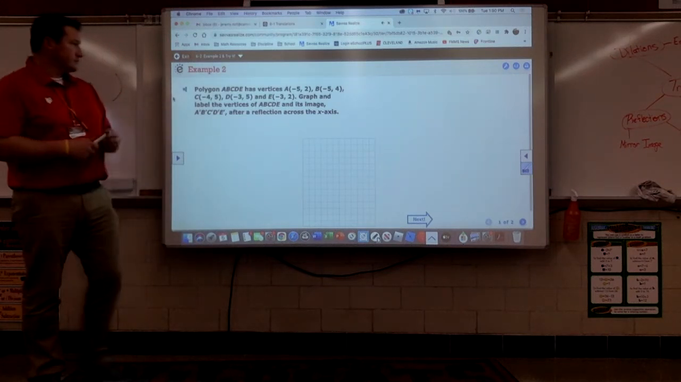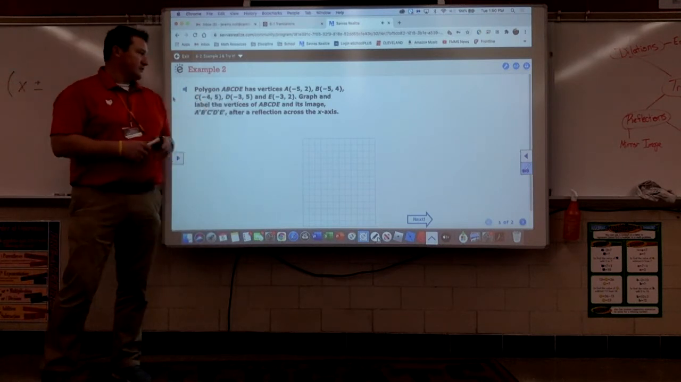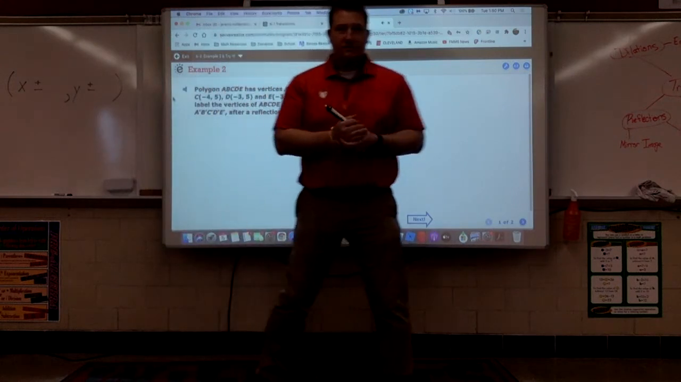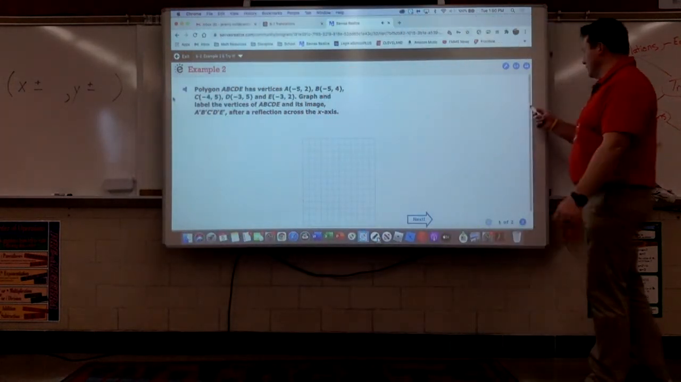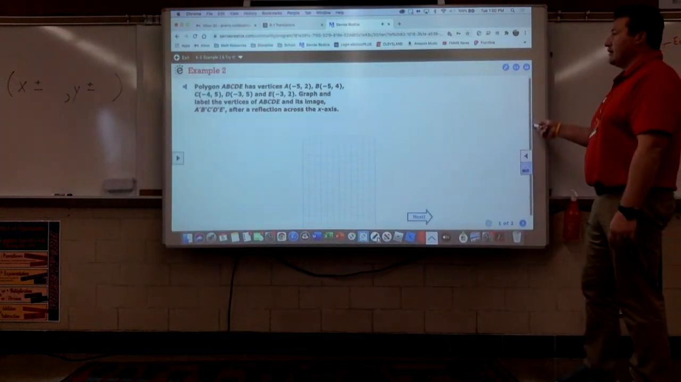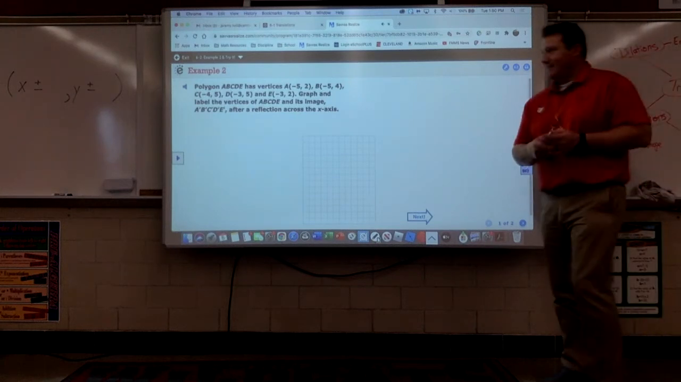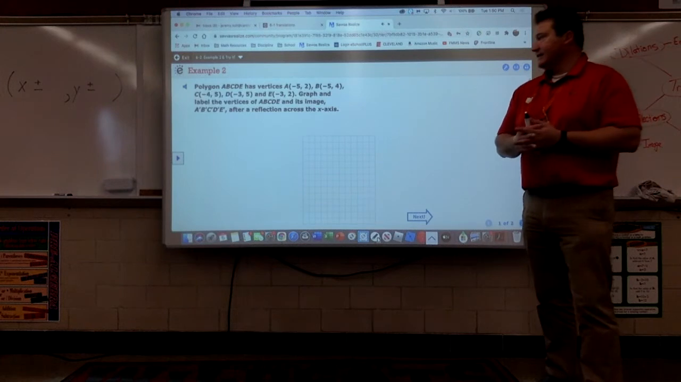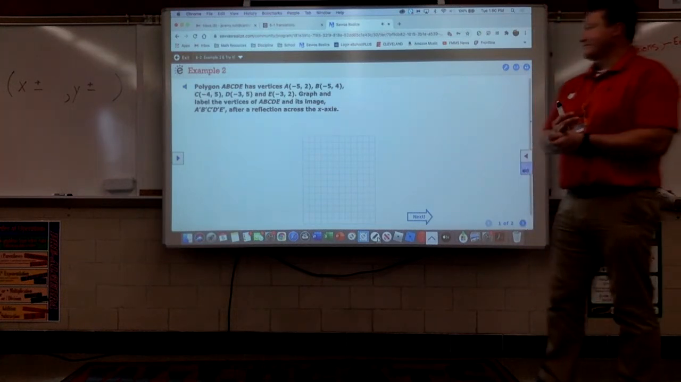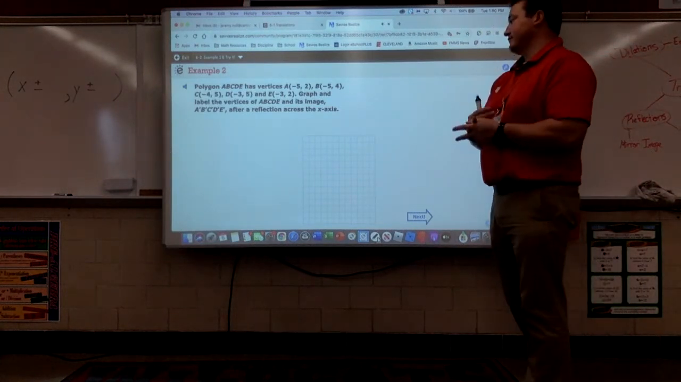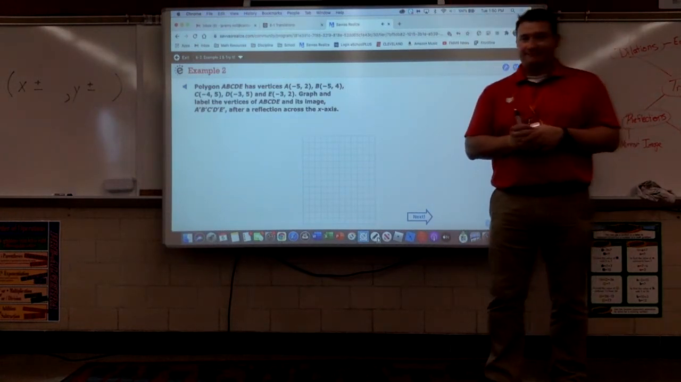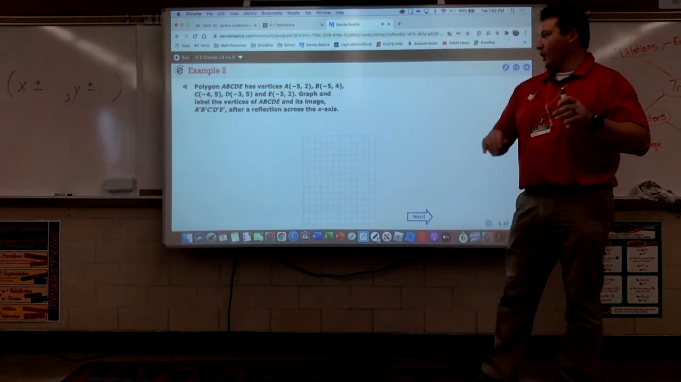Polygon ABCDE has vertices A (-5, 2), B (-5, 4), C (-4, 5), D (-3, 5), and E (-3, 2). Graph and label the vertices of A, B, C, D, E and its image A', B', C', D', E', after a reflection across the x-axis.